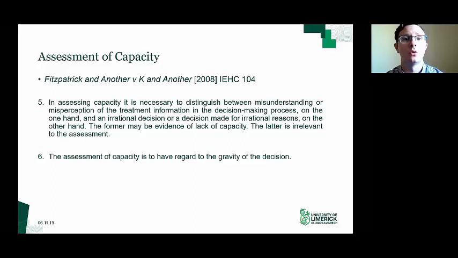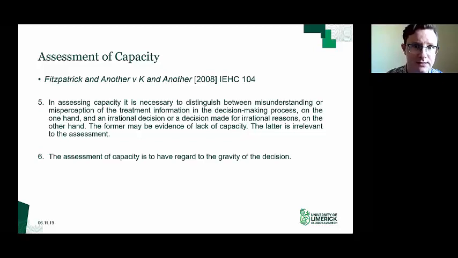The decision of the court was ultimately that the individual, Ms. K, did lack capacity, and that the hospital was entitled to seek the injunctions that were sought. The transfusion was not unlawful. It wasn't a breach of her constitutional rights.